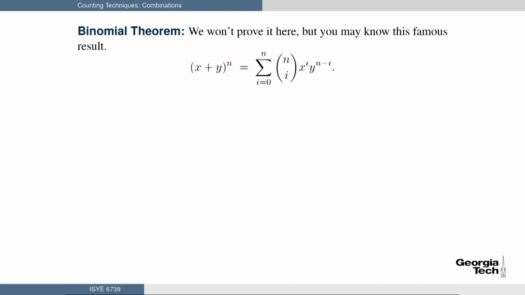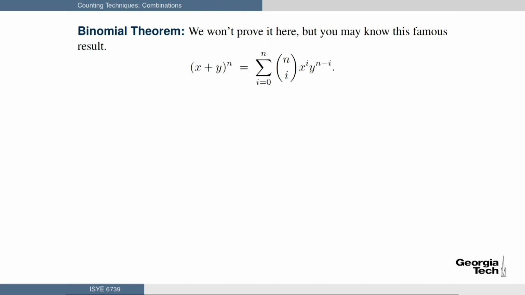Here's the binomial theorem. I'm sure you learned this in high school. So it's a famous result. Here it is. It's easy to show that (x plus y) to the nth power equals this slightly nasty looking summation from i equals 0 to n of, whoa, look at that, the binomial coefficient, the number of combinations, n choose i times x to the i times y to the n minus i.